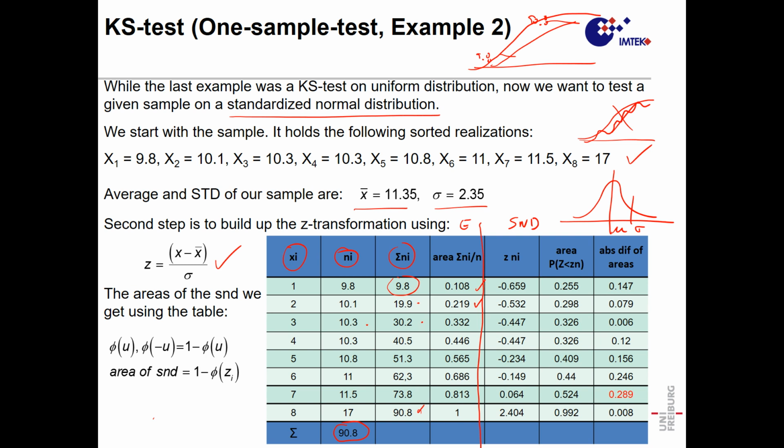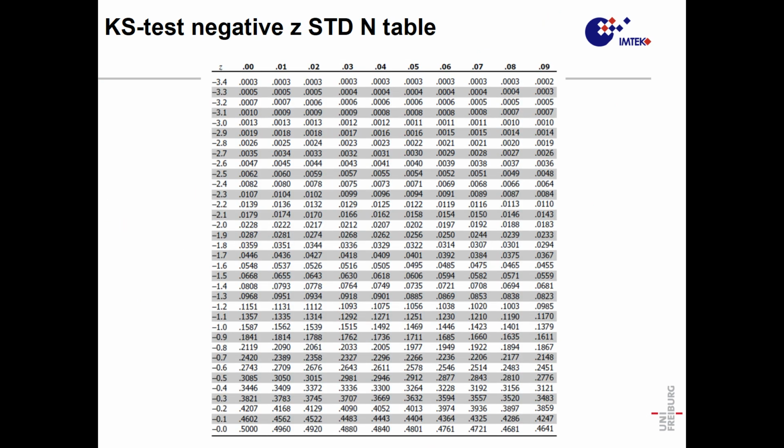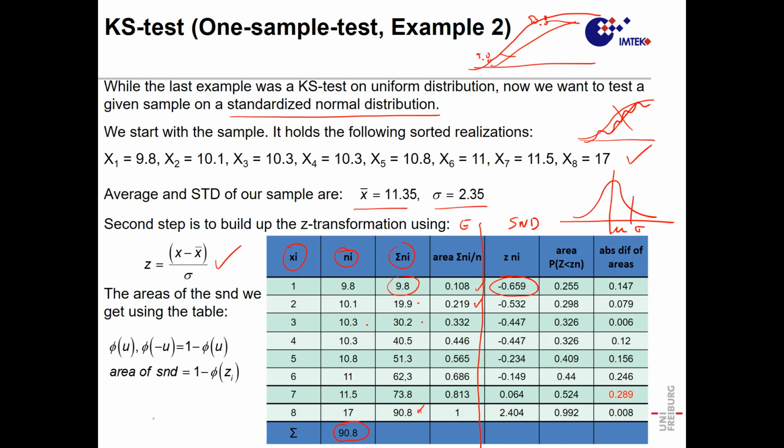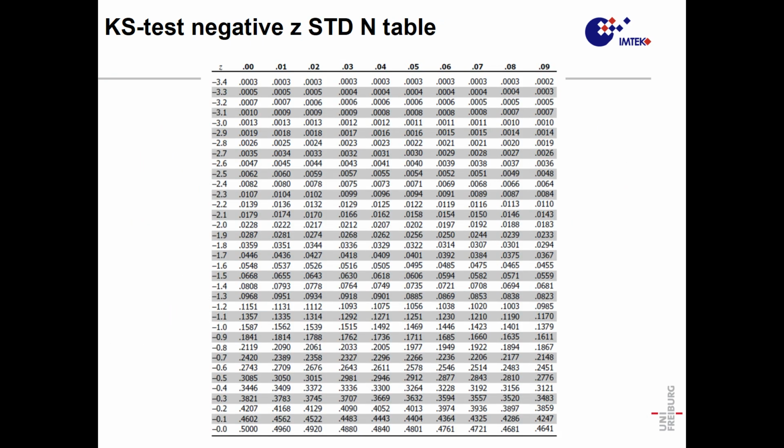So 9.8, you standardize that point, and it gives you minus 0.55, right? So 9.8 minus the mean divided by the standard deviation gives you the value in the theoretical standard normal distribution. With that value, you go to your table, and that is minus 0.659.